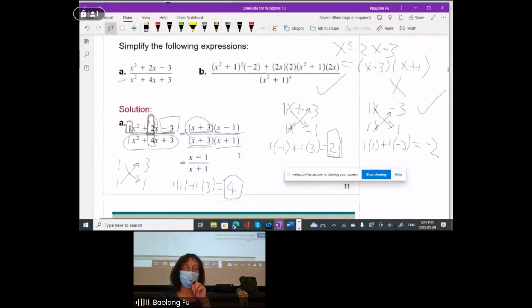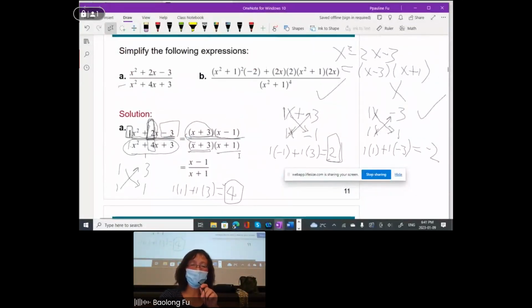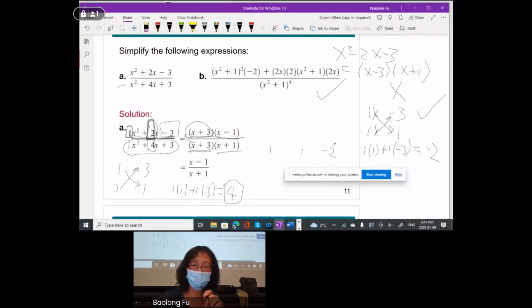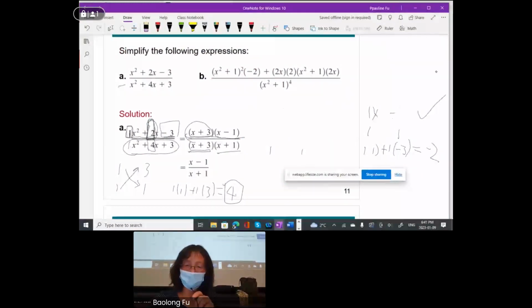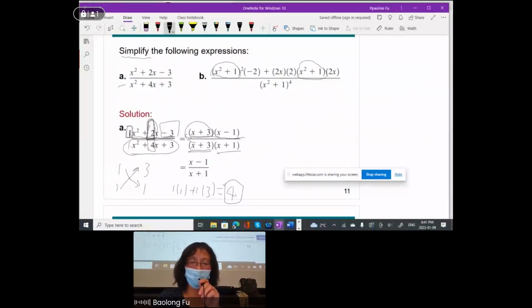All right, so we just solved item A, okay? Now let's do item B. It asks us to simplify the expression. On the top we have x plus 1, x squared plus 1, x squared plus 1. This is the common factor. So we factor this out. On the top we have x squared plus 1.